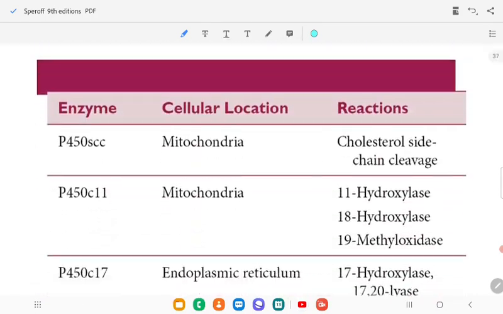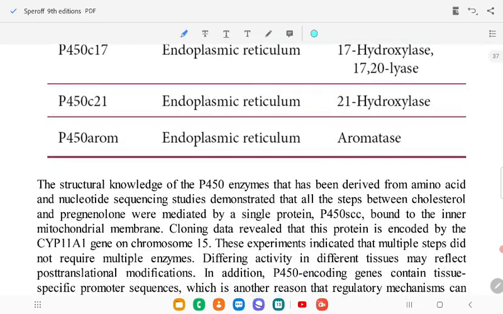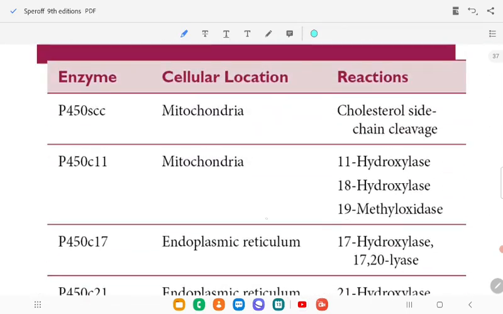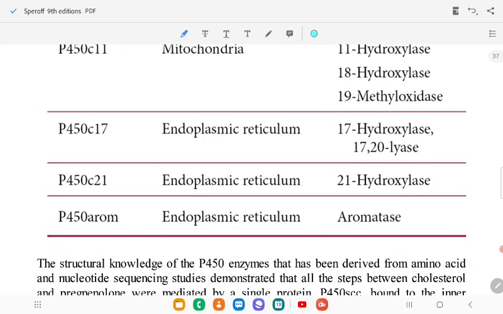This is all the enzymes, 11 beta and all this. Then P450 enzymes, mitochondrial cellular locations, cholesterol cleavage, all these enzymes. These are in the mitochondria: there are two enzymes, cholesterol side chain cleavage, 11 hydroxylase, 18 hydroxylase. The rest are all in the endoplasmic reticulum.